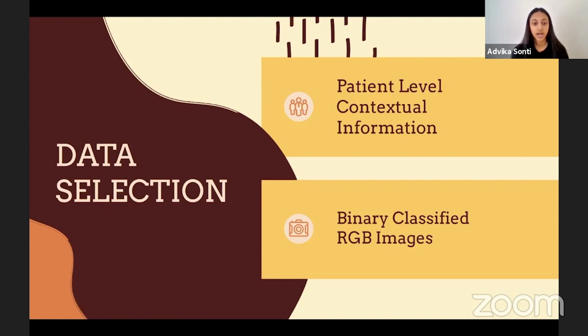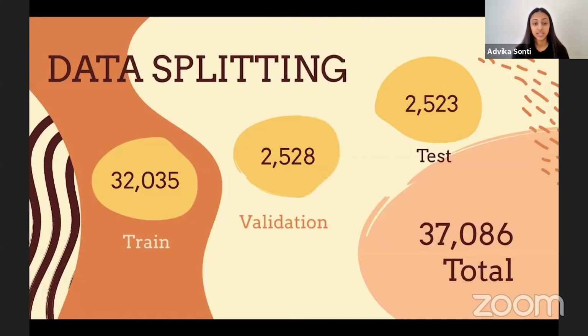The two categories are either malignant, meaning that the patient that the sample was taken from is diagnosed with melanoma, or benign, meaning that the patient that the sample was taken from is not diagnosed with melanoma. So we exclusively chose to go with the images and not the contextual information. After downloading our data, we had to strategically divide it into categories. This was called our data splitting.